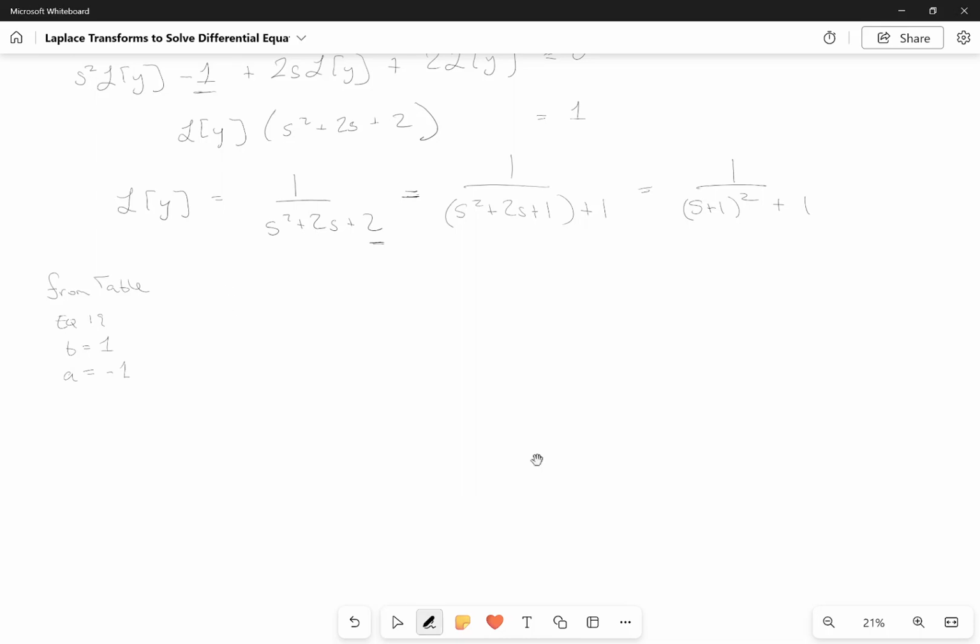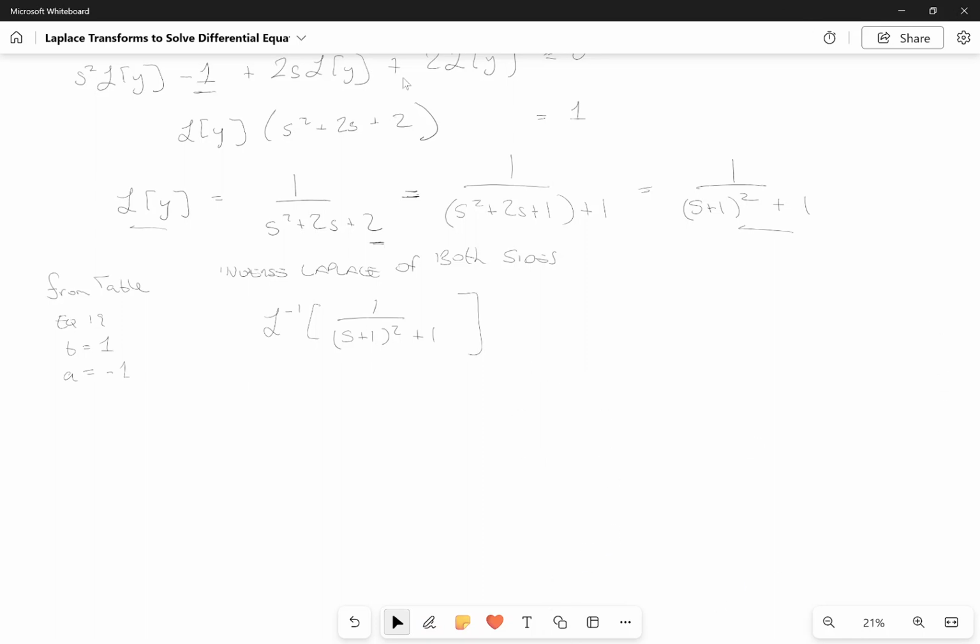Now we're going to take the inverse Laplace of both sides. We've got it in a form that we can look up in the table. So what's the inverse Laplace of 1 over s plus 1 squared plus 1? Here b is 1 and a is negative 1. And we go back to the table.